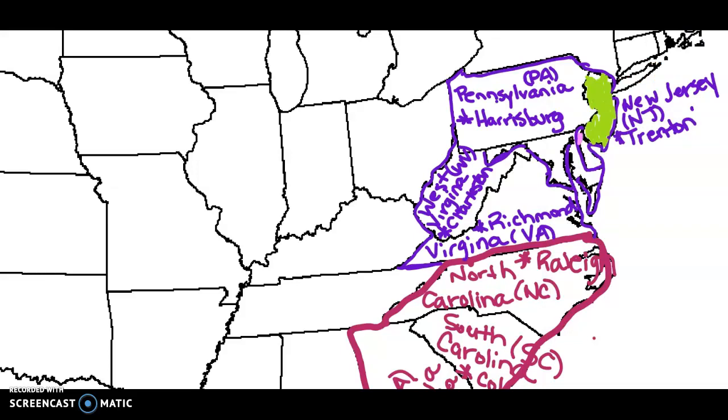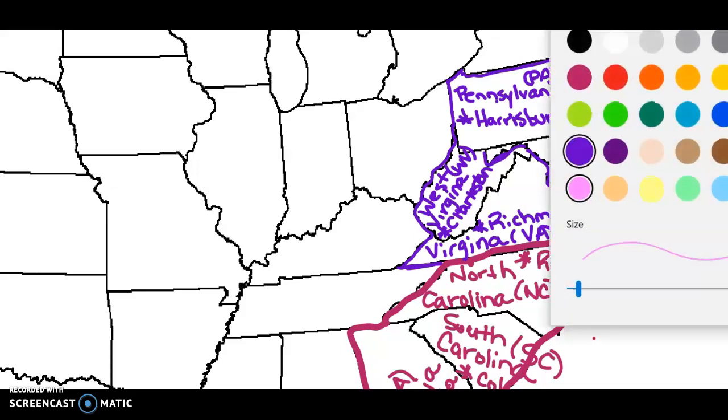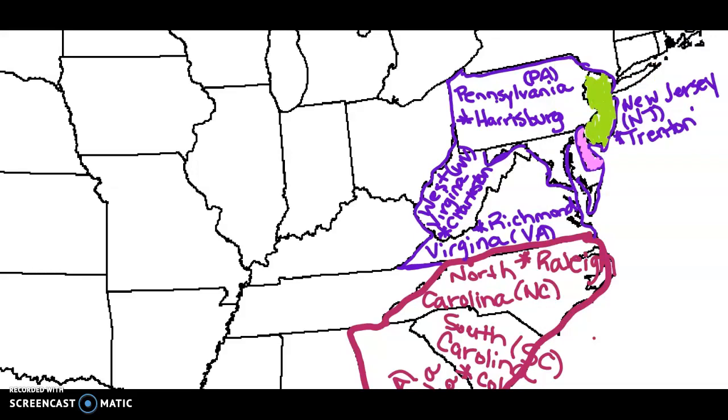Alright, this little bitty state right here, it's very small, it's the pink one. Okay, that's a separate state. And that is Delaware. The abbreviation is DE, and the capital is Dover.